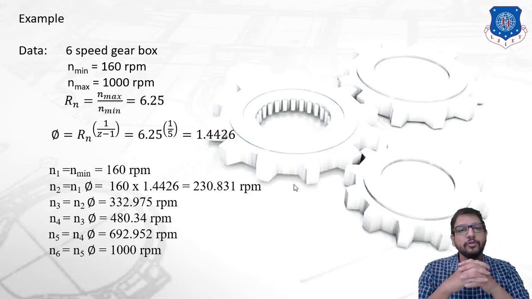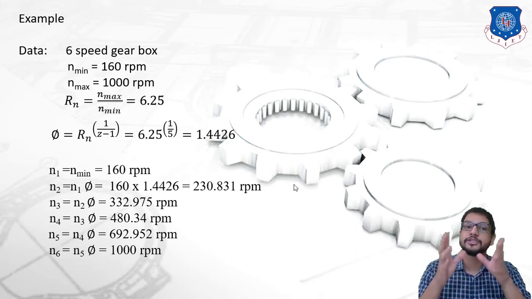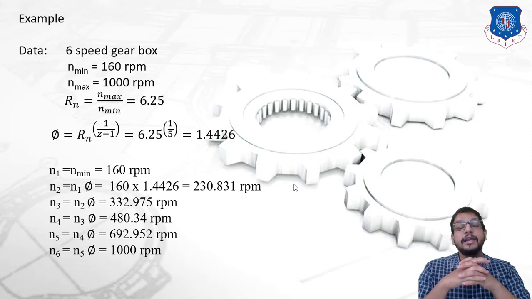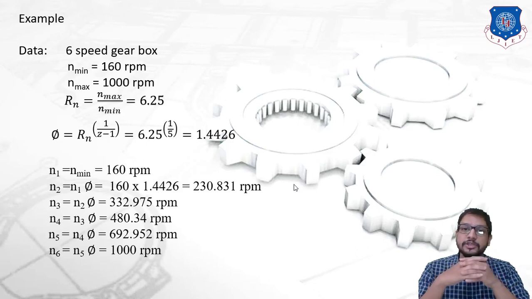Okay guys, I hope that you are clear. In today's session we have discussed the geometric progression laws, we have seen the relationship between range ratio and gear ratio, and we have also seen why geometric progression is more preferable compared to arithmetic progression. We understood that by using a table. So in today's session we are stopping here.